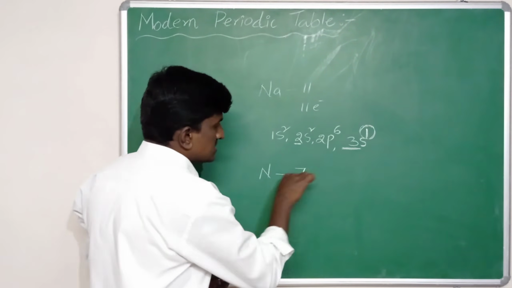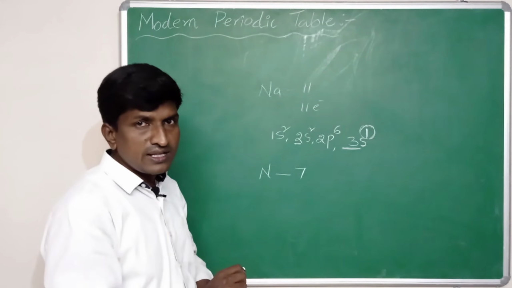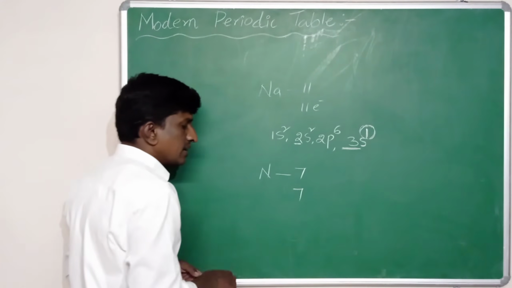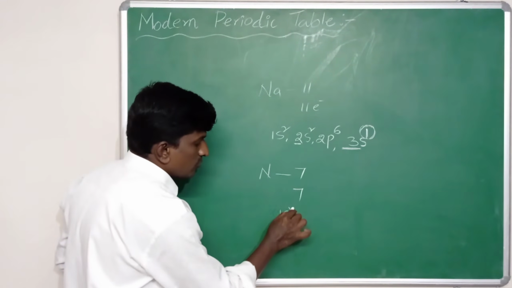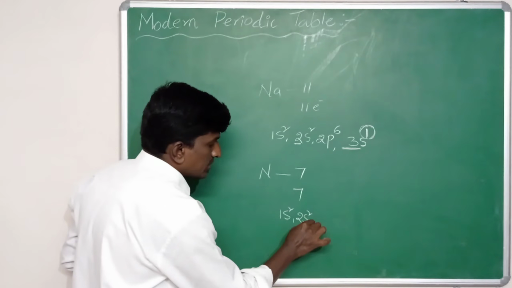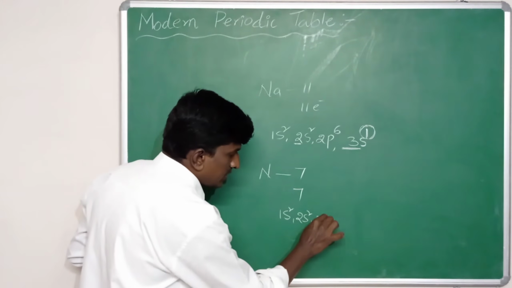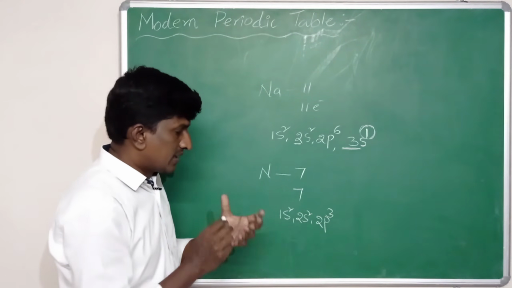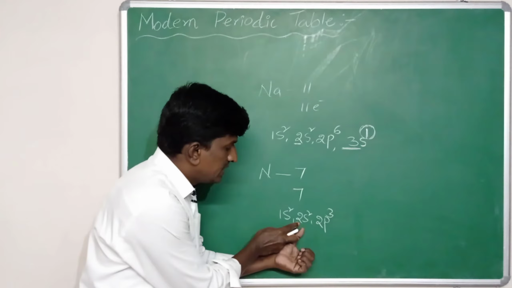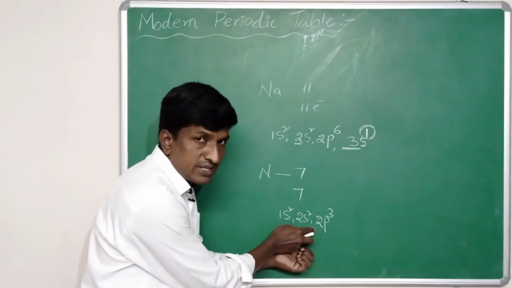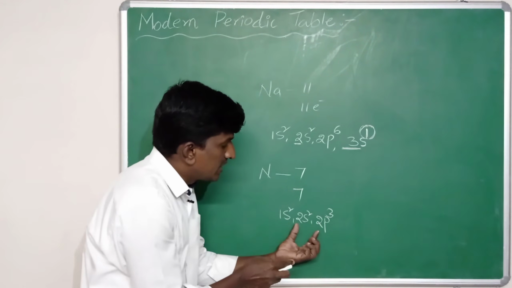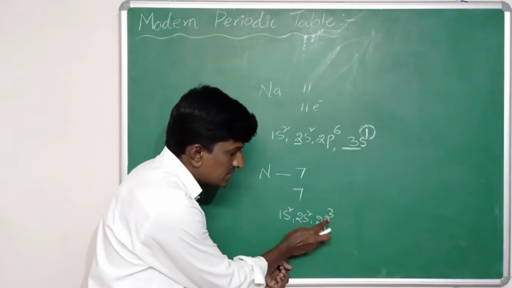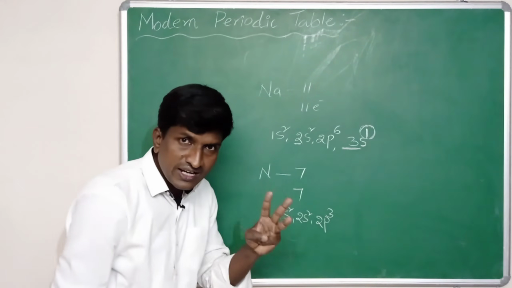Its atomic number is 7. The number of protons in nitrogen is 7, and the same number of electrons are there. Then its electronic configuration is 1s2, 2s2, so 4 electrons are completed, then 2p3. So the outermost shell in nitrogen is the second main shell, or L shell. And how many electrons are there in the second shell? In the s orbital 2 electrons, in the p orbital 3 electrons.